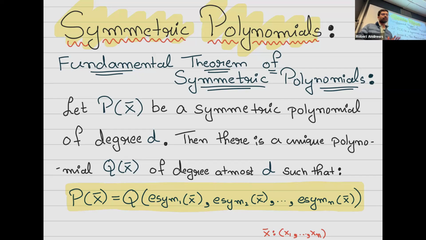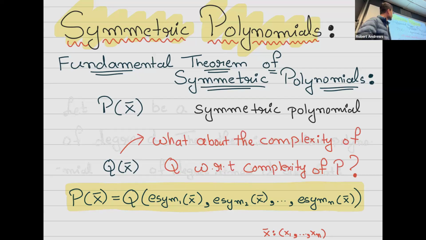Okay. Now that we have this theorem, we can start asking questions about the complexity of computing Q. So since we have this theorem, we ask, what about the complexity of computing Q? Like if I had a small circuit for P, can I say something about how large a circuit for Q would be? You can ask questions like that now.